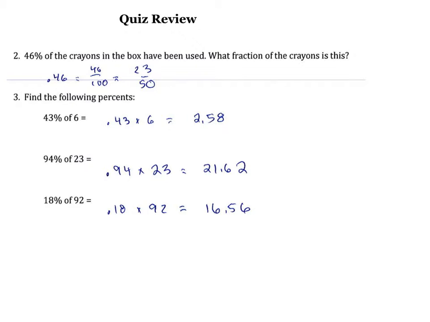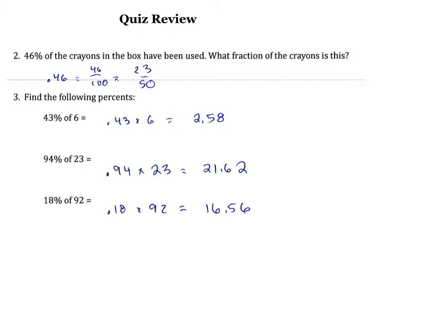Number 3, find the following percents. For each of these, we're going to follow the same format. If you look at it, it's already kind of given to you in terms of an equation, so we're going to solve them that way. 43%, if we convert that to a decimal, is 0.43.